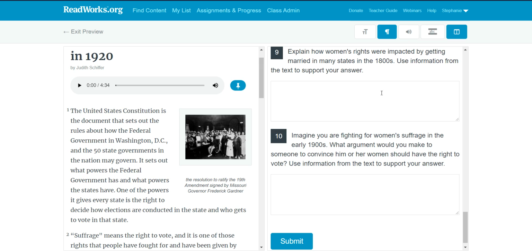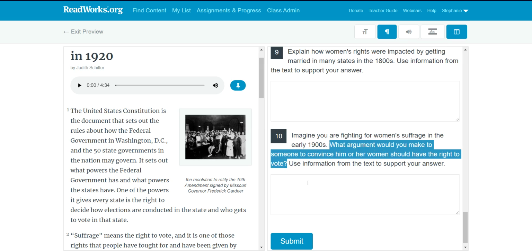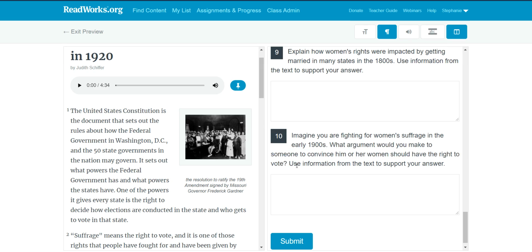You need multiple sentences. Our final question says, imagine you are fighting for women's suffrage in the early 1900s. That means that you support giving women the right to vote. You are one of the people who says, hey, women should vote. What argument would you make to someone to convince him or her women should have the right to vote? Now, this can vary from person to person because every person will have a slightly different argument. However, make sure that you can back up your argument with proof.